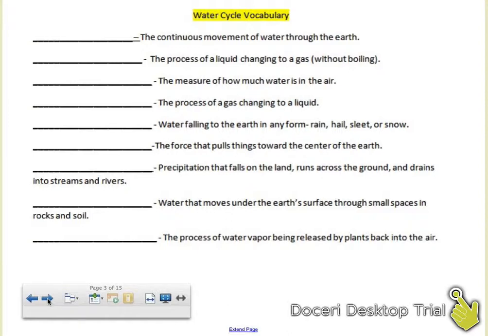Humidity, but humidity is also water vapor. So yeah, humidity or water vapor, that's good. Both would be fine. The process of gas changing to a liquid. Condensation. Thank you for raising your hand, Joe. Water falling to the earth in any form, rain, hail, sleet, or snow. Precipitation. Where is that lyric in your song to help you in case you forgot what that meant?